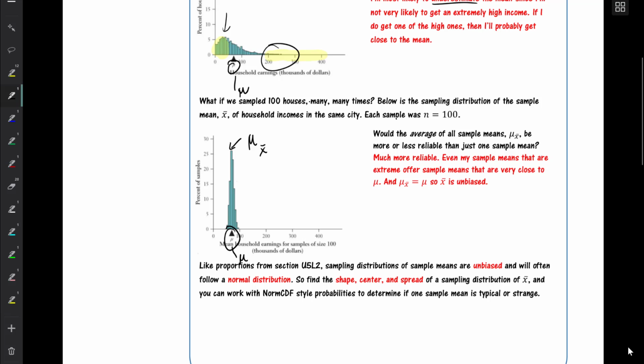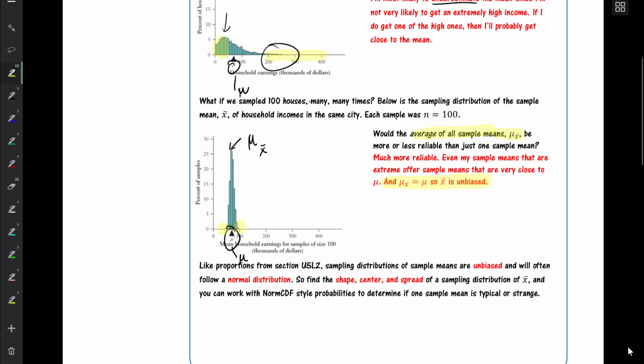Now you ask yourself, would the average of all sample means, mu sub x bar, be more or less reliable than just one sample mean? We should see that it's going to be much more reliable. Not only does the average line up with the population mean, which is what we would most likely expect to see, but it's a lot less variable. Even my sample means that are extreme, the ones that are way over here at the very end, are much, much closer to the true mean. And thus, we can say that mu sub x bar, the average sample mean, will be the same as the population mean. And that tells us it's an unbiased estimator.